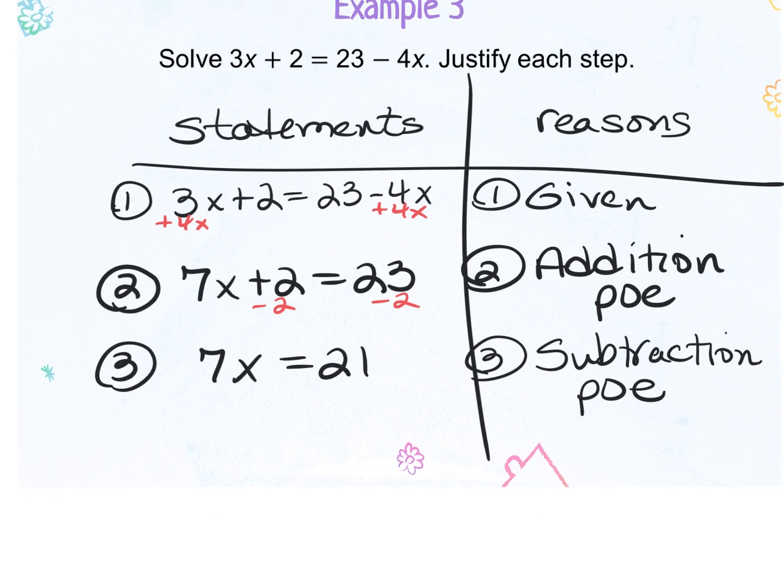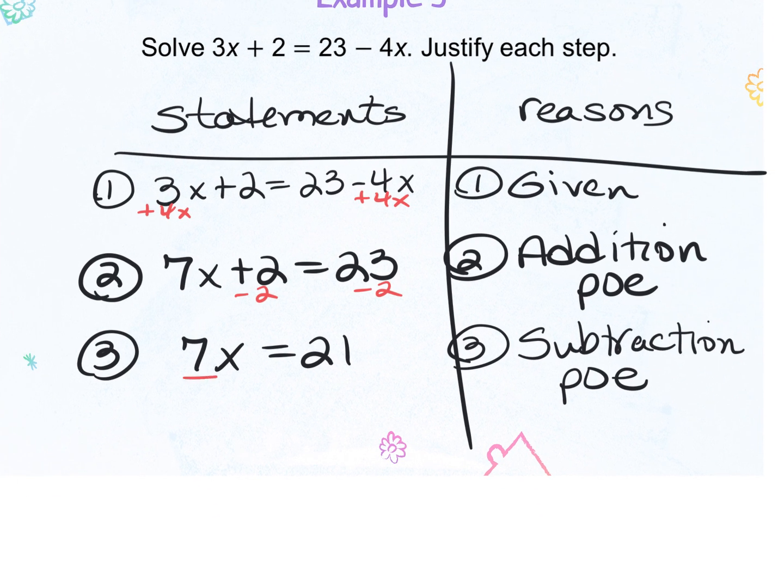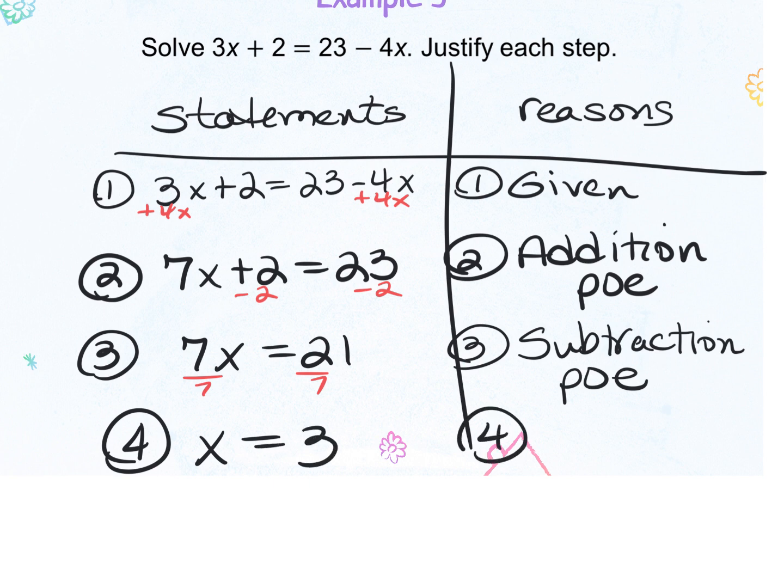And then finally, my last step is going to be to divide by 7. So to go from 3 to 4, after I divide, I get x equals 3. And that is the division property of equality.